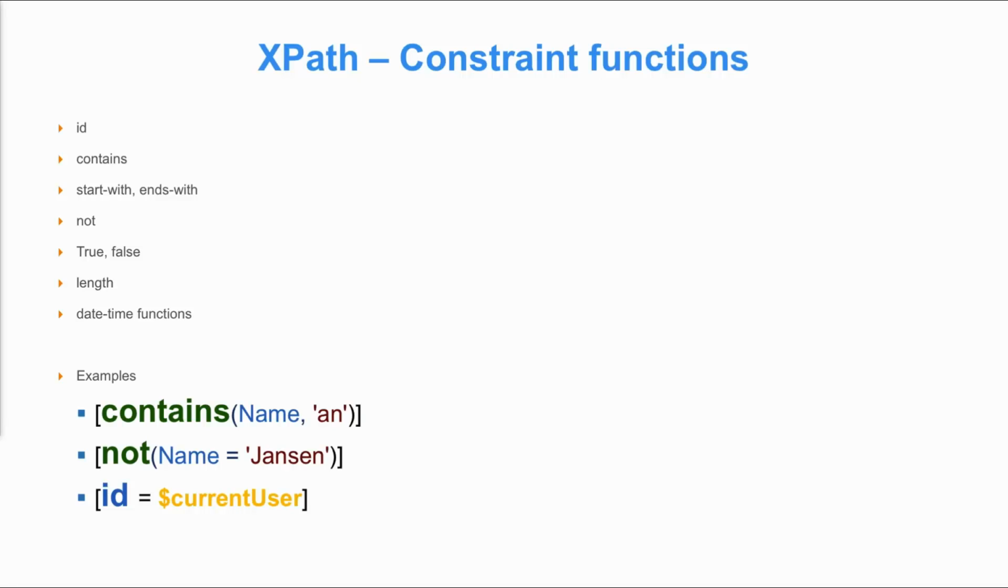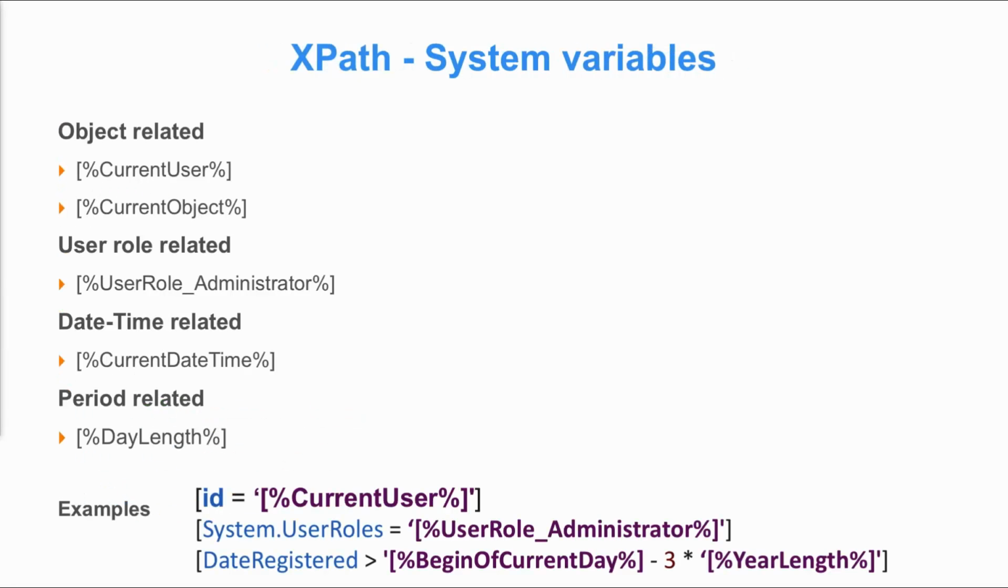Or the last query, for example, the ID equals to current user, it will retrieve, for example, the user that is currently online. There's also system variables that could be object related, like the current object or the current user. You can also use user role related system variables, so for example, the user role is administrator. There's of course date time related, so current date time, beginning of current day, day length, and so on. And as you can see, you can also do calculations like subtractions, multiplication, and so on.